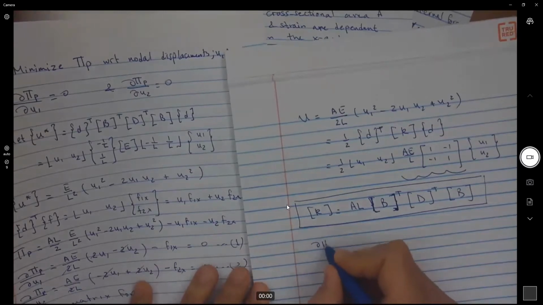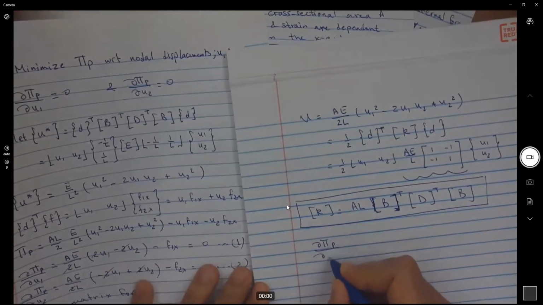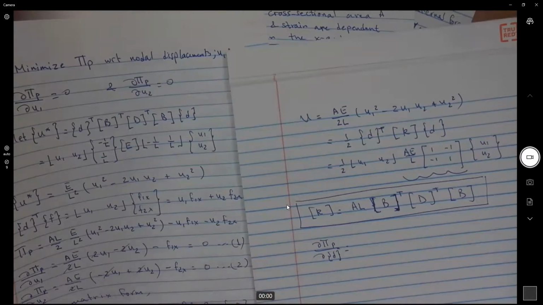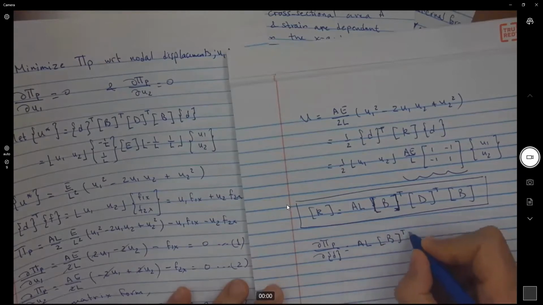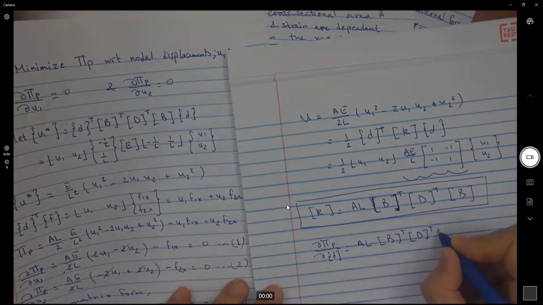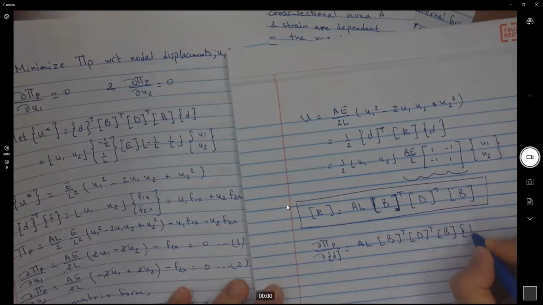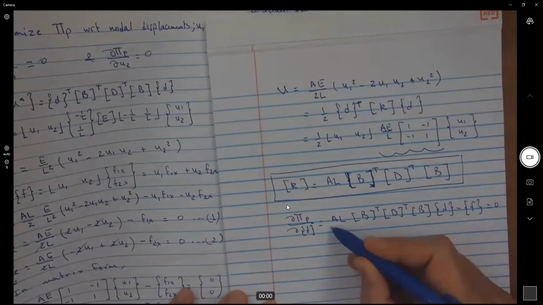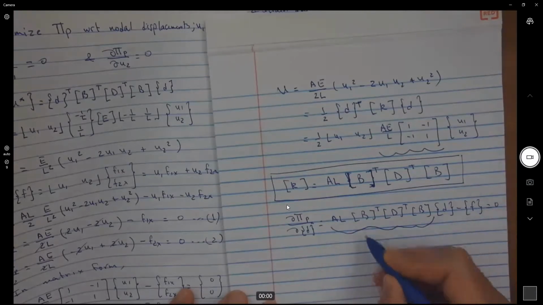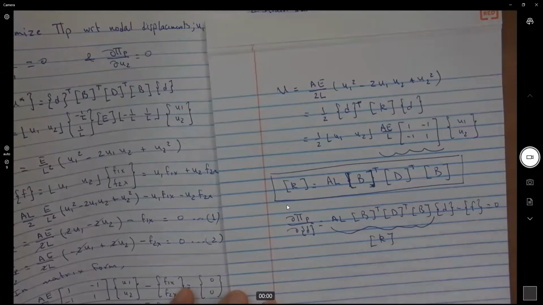This expression, the partial derivative of the total potential energy with respect to D, will give us AL times B transpose times D transpose times B multiplied by D minus F is equal to 0, where the stiffness matrix is given by this term here. This would be the stiffness matrix of the element.